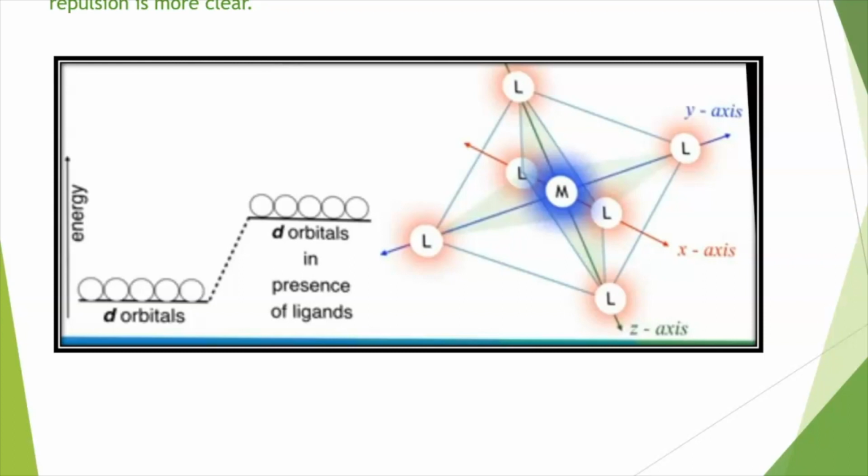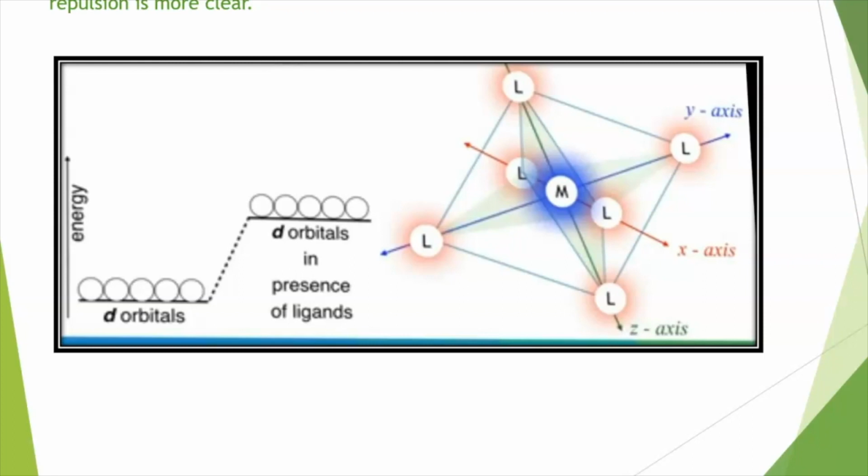What happens to the energy of the Eg orbitals? The energy of the Eg orbitals is increased, and in order to maintain the barycenter, meaning the central position, the energy of the T2g orbitals is decreased. Thus, the 5 d orbitals, which were originally degenerate in the free metal ion, are split into two levels under the influence of the approaching ligands.